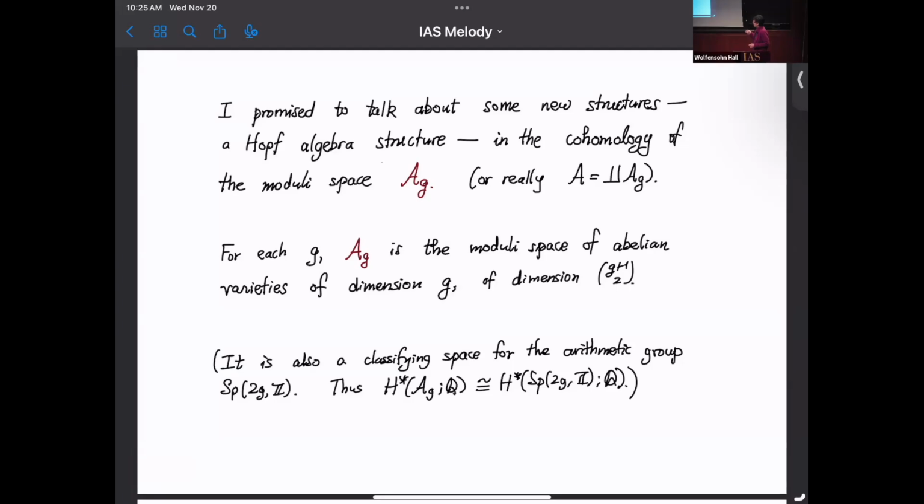For now, let me remind you that AG denotes the moduli space of principally polarized abelian varieties of dimension G. It's a complex variety, or really a complex orbifold, of dimension G plus 1 choose 2, if I remember that right. And let me mention for the group-theoretically inclined that, like all the moduli spaces appearing in this talk, it is also a classifying space for a group.